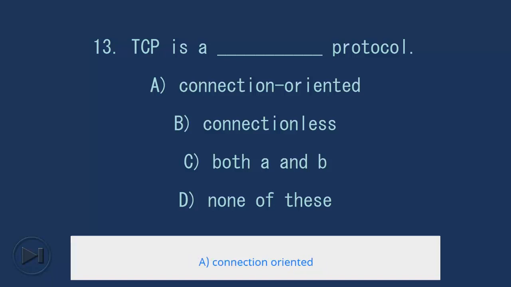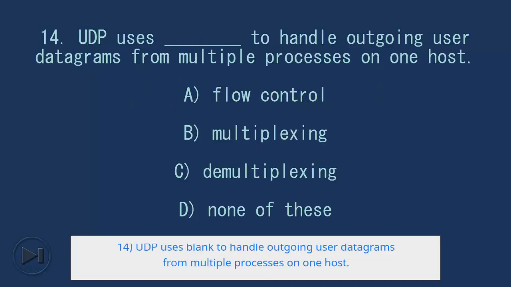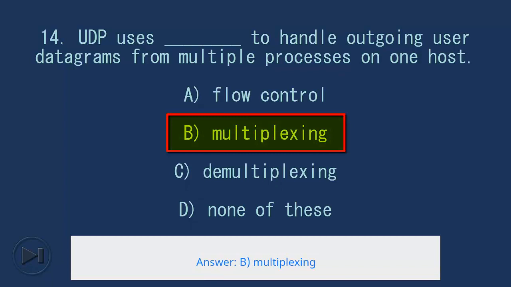13. TCP is a blank protocol. A. Connection-oriented. B. Connectionless. C. Both A and B. D. None of these. Answer, A. Connection-oriented. 14. UDP uses blank to handle outgoing user datagrams from multiple processes on one host. A. Flow control. B. Multiplexing. C. Demultiplexing. D. None of these. Answer, B. Multiplexing.